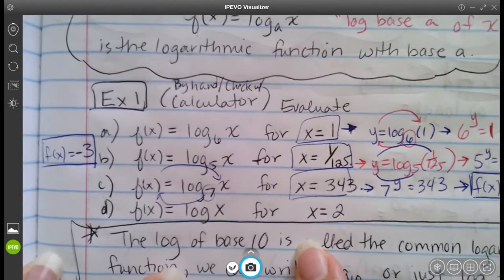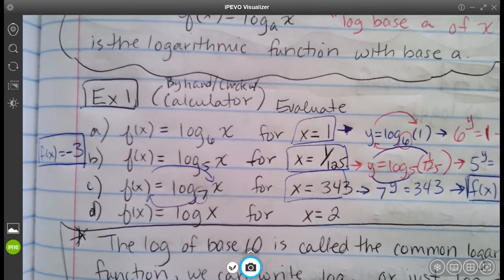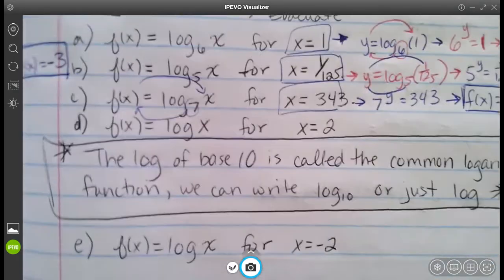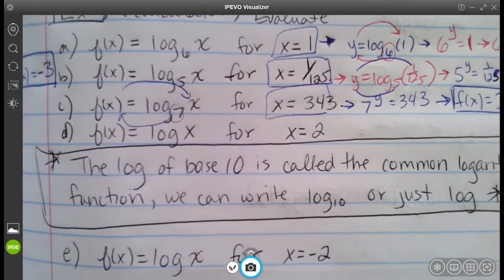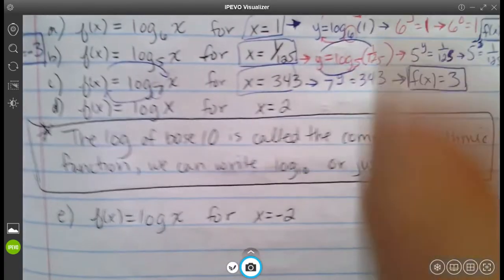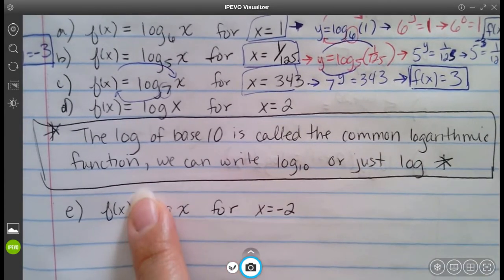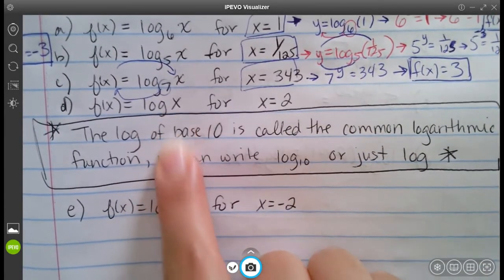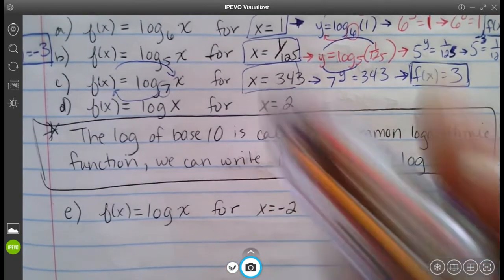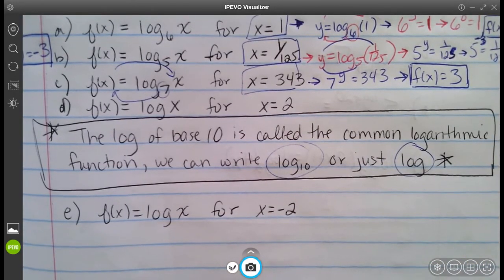Okay. Last but not least, this one. So this one doesn't have a base, and I kind of did that on purpose. I added something underneath it. If it does not have a base, this is what we do. We make it a base 10. Okay. So base 10, let me move up just a little bit here. The log of base 10 is the common logarithmic function. So basically, if we don't have anything there, we automatically assume it's base 10, or we can just write log. So these two things, this one and this one, are the same thing, okay?